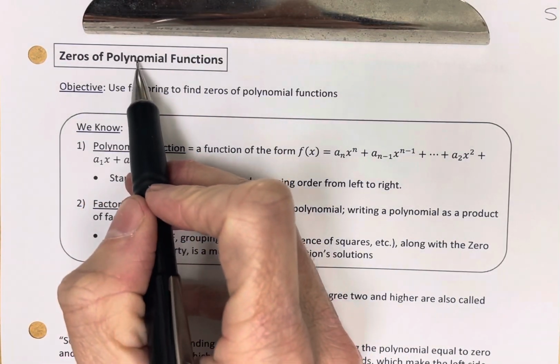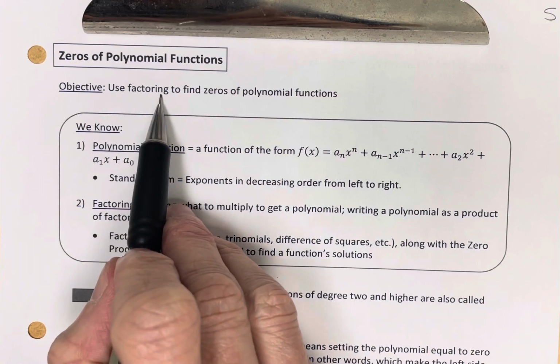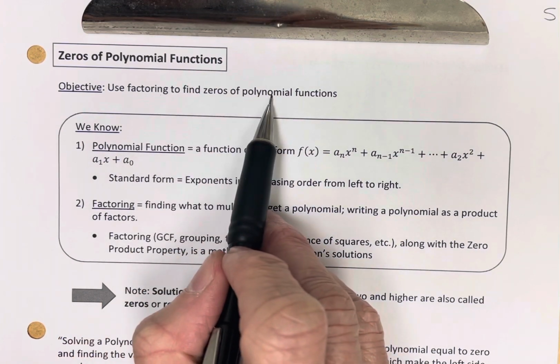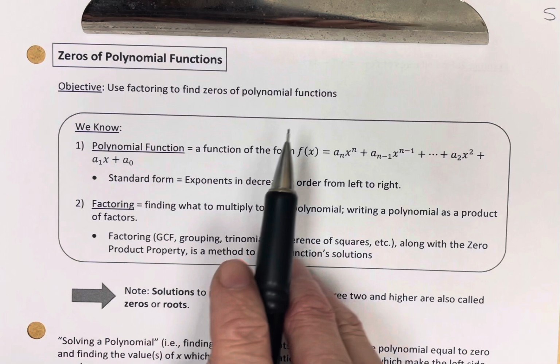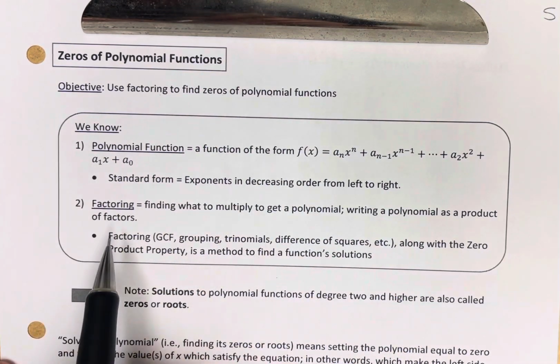Zeros of polynomial functions. Our objective: use factoring to find zeros of polynomial functions. We're also going to take a look at them on the graph. So what do we know that's going to help us?